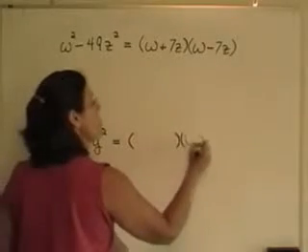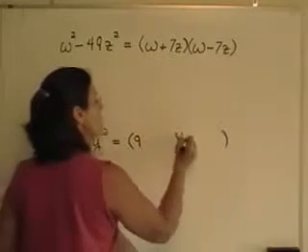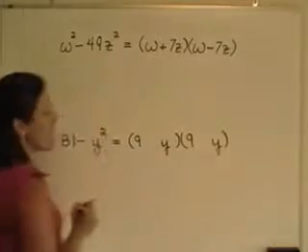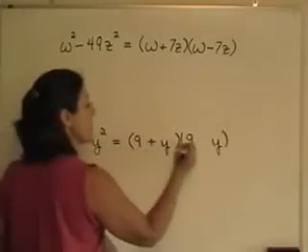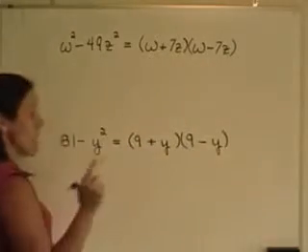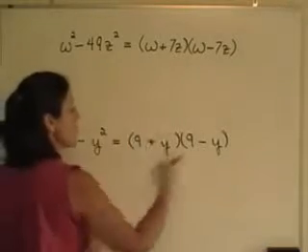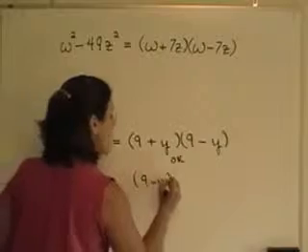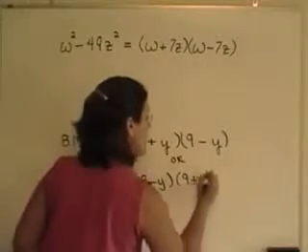And this one, don't be thrown if the variable is second. The square root of 81 is 9. I'll put that in the front of each. I need a y term in the back of each because their product is y squared. A plus sign in one, a minus sign in the other, and I'm all set. Again, remember either of these could be written backwards. You could have written this one as 9 minus y times 9 plus y as well.